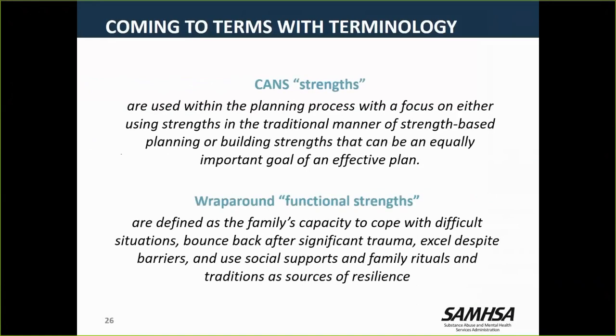In wraparound, functional strengths are defined as the family's capacity to cope with difficult situations, and we use these as the basis for planning. We can't get into a full wraparound training on this webinar, but those who attend wraparound trainings from NWIC and the NWI folks learn all about ways to create statements about strengths and finding those functional strengths that can be the basis for planning. But the CANS is not a full wraparound process, so strengths and CANS are different, right, John?